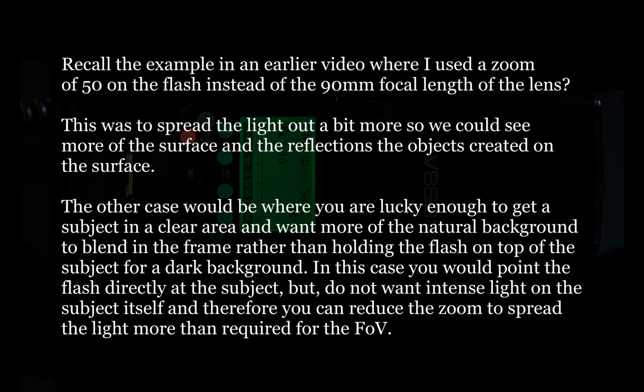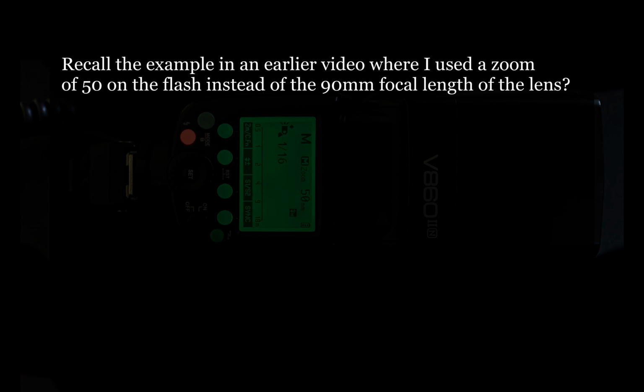The other case would be where you are lucky enough to get a subject in a clear area and want more of the natural background to blend into the frame rather than holding the flash on top of the subject for a dark background. In these cases, you would simply point the flash directly at the subject, going beyond and behind the subject, but do not want intense light on the subject itself, and therefore you can reduce the zoom to spread the light out a bit more than required for the field of view.